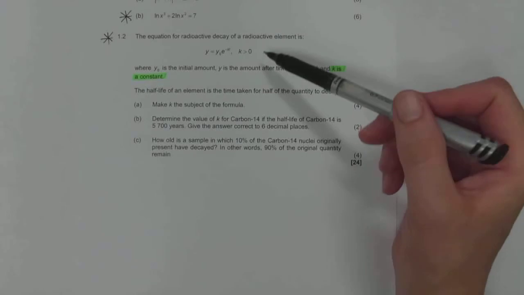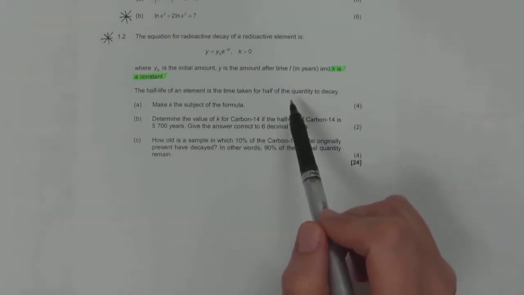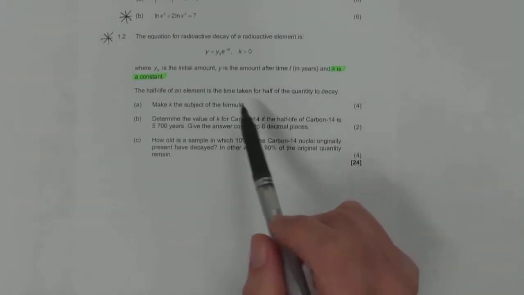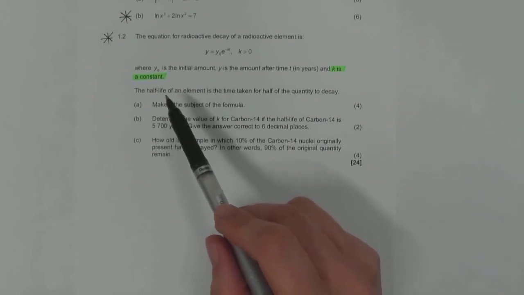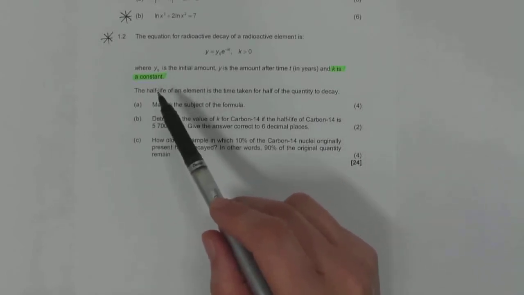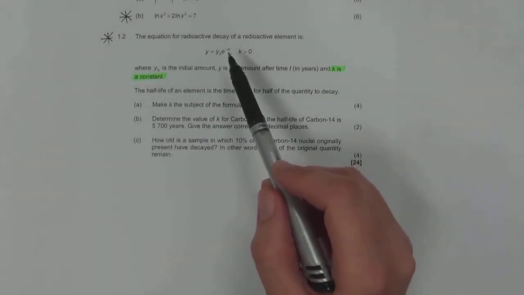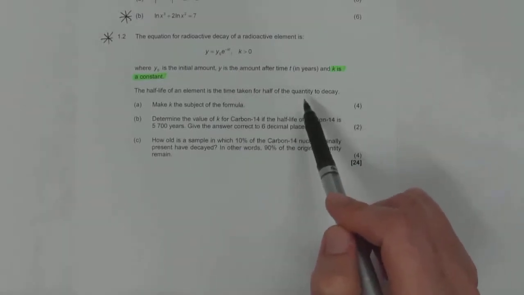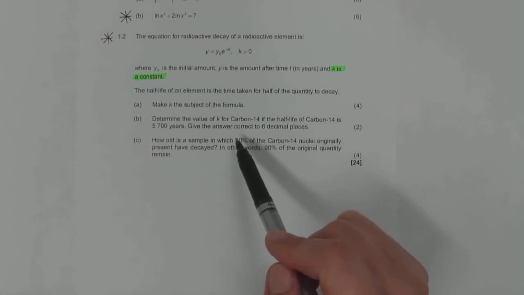The half-life of an element is the time taken for half of the quantity to decay. So when they talk about radioactive material, they talk about half-life in the sense of how long this will take to only now have half of the quantity that you originally started with.